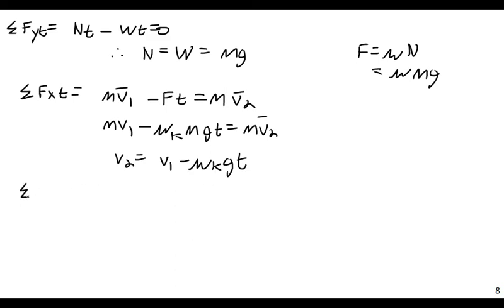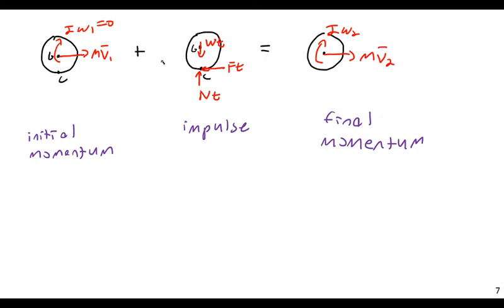Then if I do a sum of moments about the center of mass, about G, what will we have? Well, we will not have any angular momentum on the initial diagram. However, the N and the weight will not generate any torque. They have no moment arms, or their lines of action pass through G is a better way to put it. And F_t, however, will generate a moment because its line of action is perpendicular to the radius, so it will definitely generate a lot of torque.